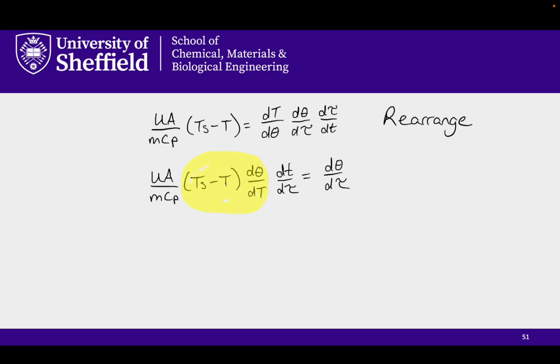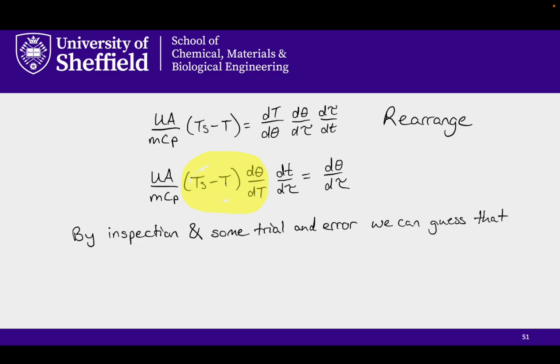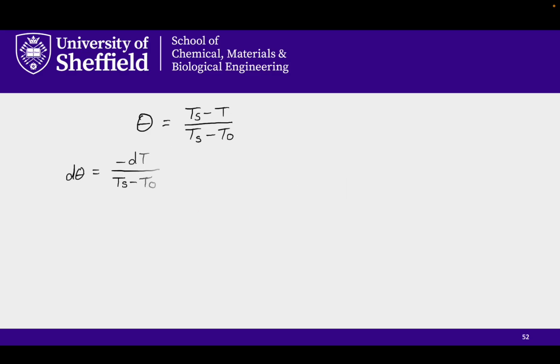All right, working with our equation, we can rearrange it, and we get a term Ts minus T times d theta/dt, which is going to have to be constants. With some trial and error and some inspection, we can see that it would be really useful for that term to be equal to theta. And so we want Ts minus T in the numerator of theta. That naturally means that in the denominator, we should have Ts minus T naught, so that theta exists on the range from 0 to 1. So we'll try that definition of theta. We implicitly differentiate it, and then we solve for d theta/dt.